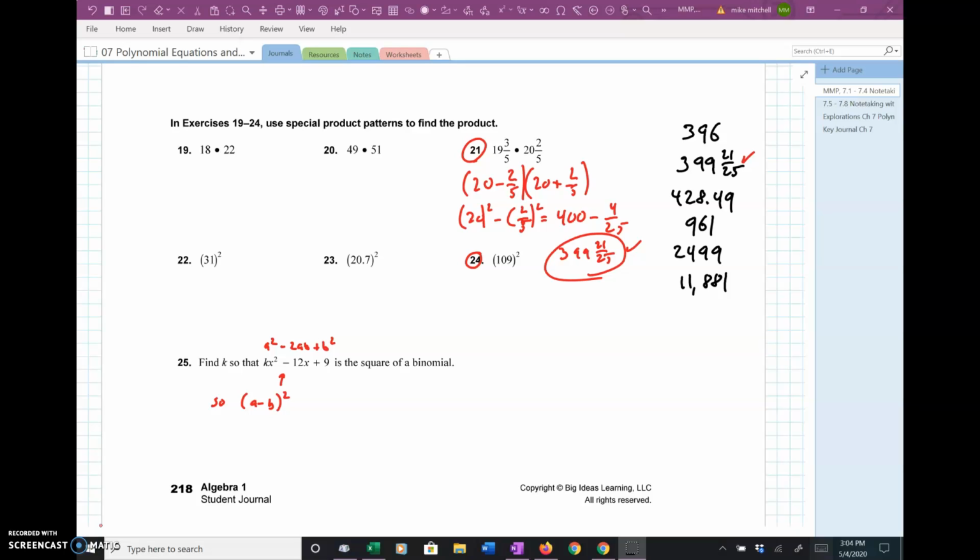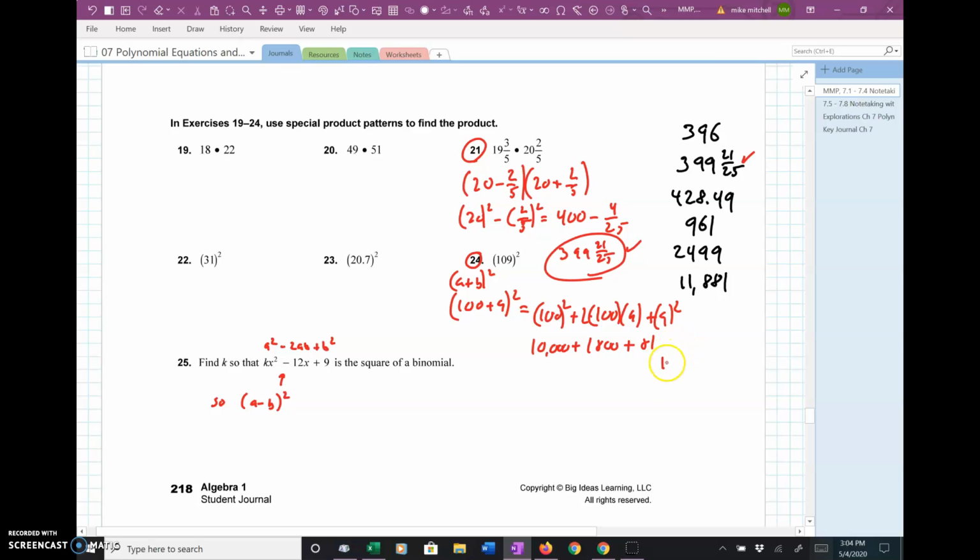So the 109, I'm going to think of this one as 100 plus 9 squared. That's my a plus b squared pattern. And that's going to give me 100 squared plus 2 times 100 times 9 plus 9 squared. That's going to be 10,000 plus 1,800 plus 81. That's going to be 11,881. Checks out. Looking good.